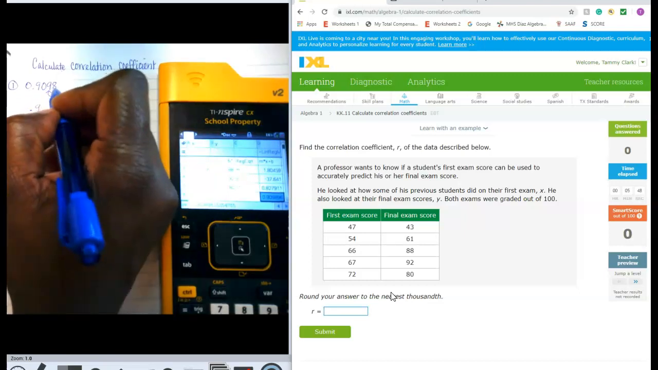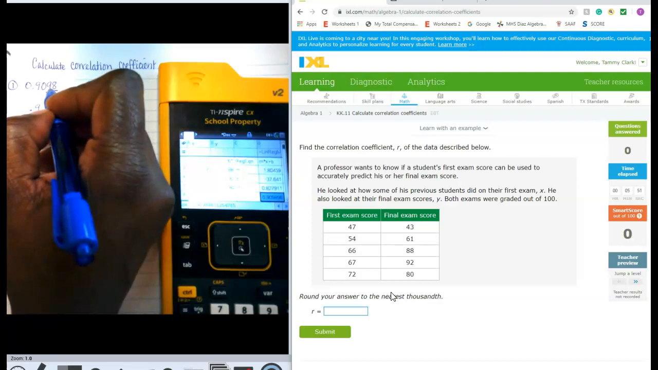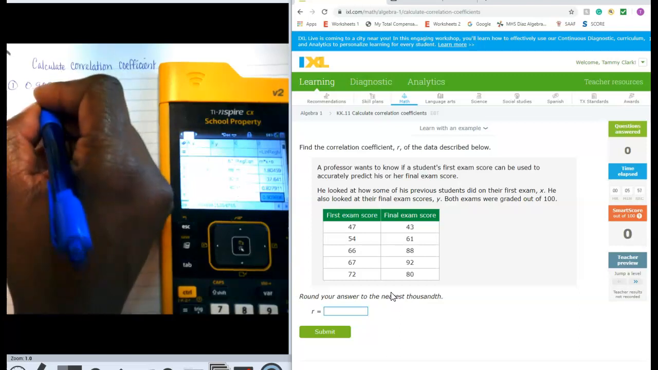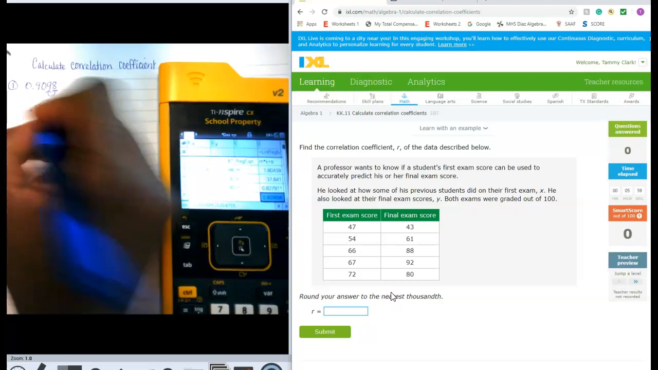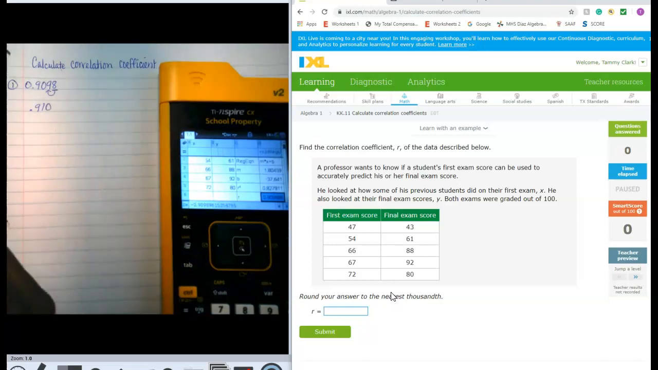Well, this 8 will make this 9 go up to 10. So instead of writing 10 right here, I'm going to write the 0, and I'm going to write the 1 here. So this would be our answer rounded to the nearest thousandths place. So that's 0.910.